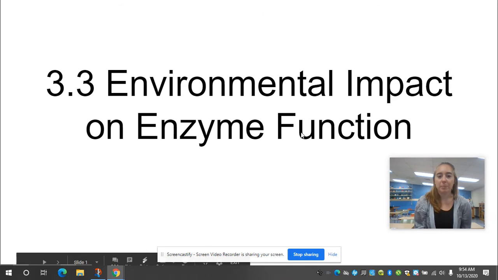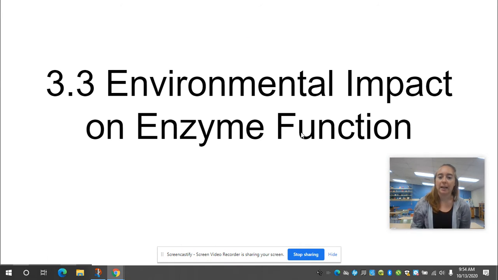Okay, our topic is 3.3 environmental impact on enzyme function. So, we've been talking a lot about enzymes, and now we're going to look at the environment around it and see the impact that it has. This is really the focus of your lab that you've been working on.